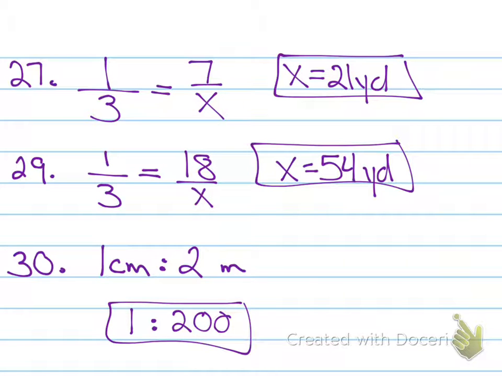Now, if somebody asked me, okay, can I write this as a fraction? Can I write it with the word 2? Technically, yes. There are 3 ways to show a ratio. Any one of the 3 ways would be fine.